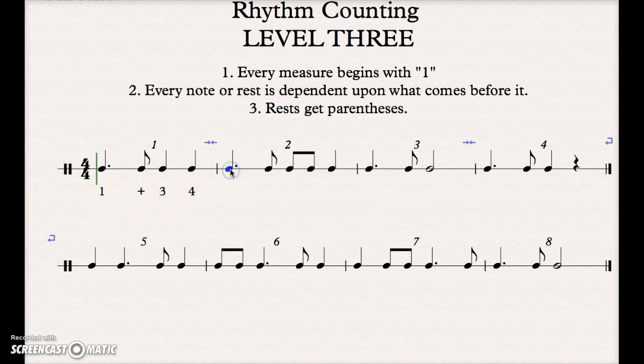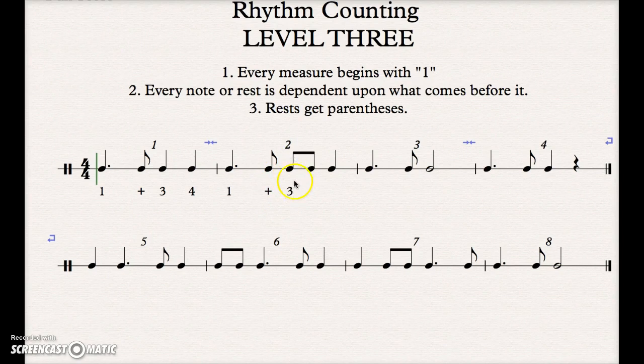Let's look at measure 2. Same thing, every measure begins with 1. Again, this is a dotted quarter note here, so whatever comes next is dependent on how long this note is. A beat and a half makes this all of beat 1 and half of beat 2. Therefore, this becomes the and of 2. Here's a single eighth note. It finishes off beat 2.